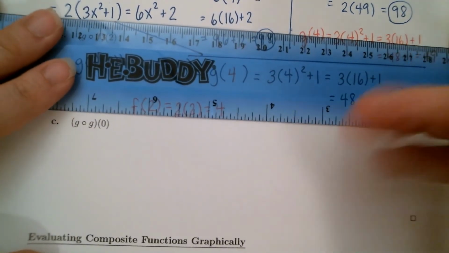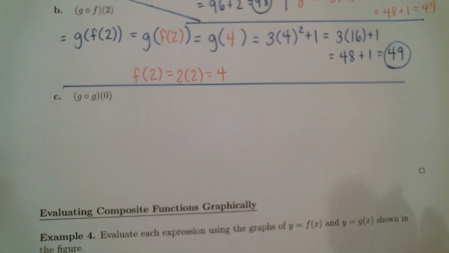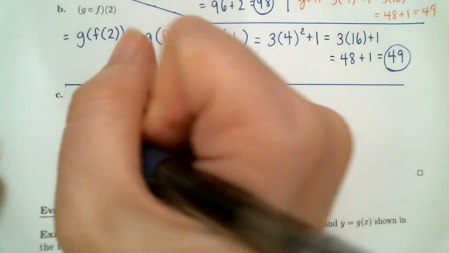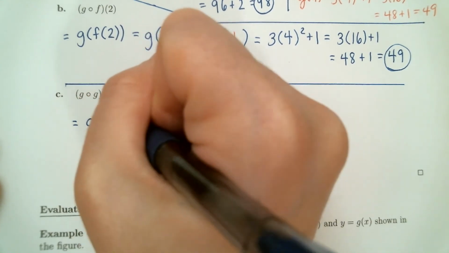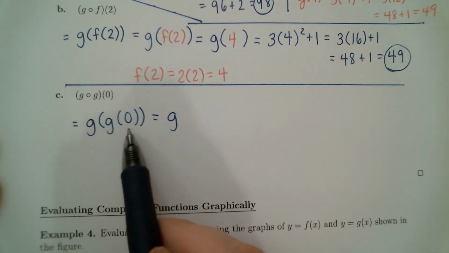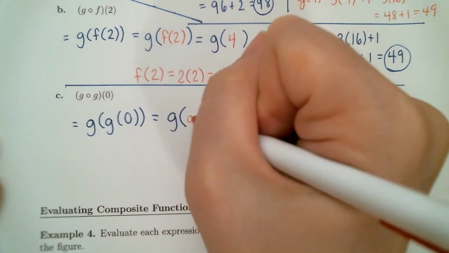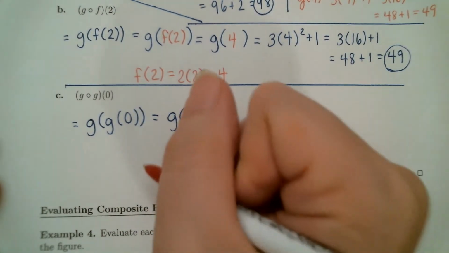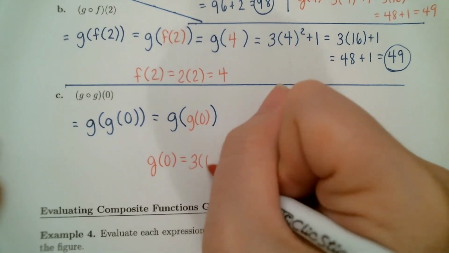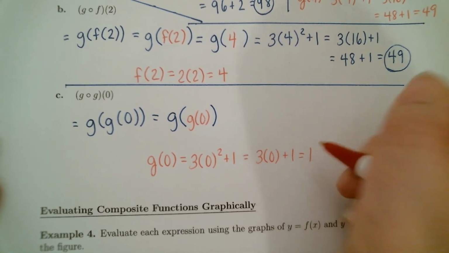I'll go ahead and separate this one out as well. All right, so I'm going to do this one with the same method. I am going to write G of G of 0. Again, I'm going to work with what's on the inside first. I'm going to color code it in red. So inside the parentheses, I have G of 0, and I'm going to figure out what that is. So G of 0, plug 0 into G. So we're going to get 3 times 0 squared plus 1. This is going to be 3 times 0 plus 1, so we're going to get 1.